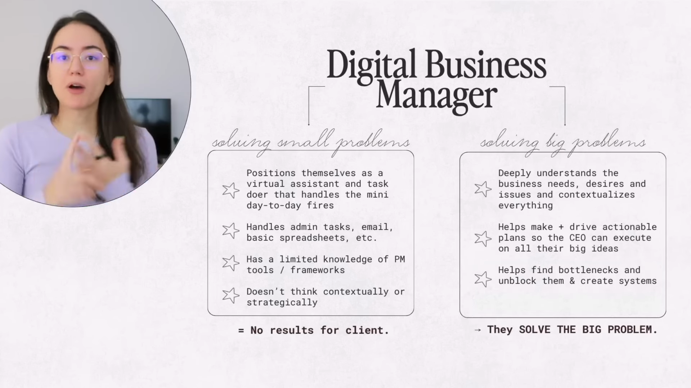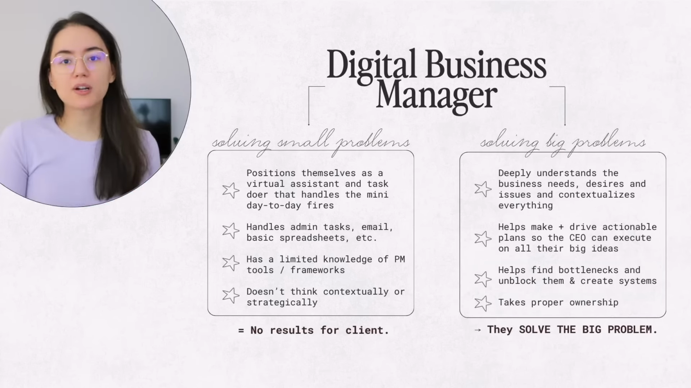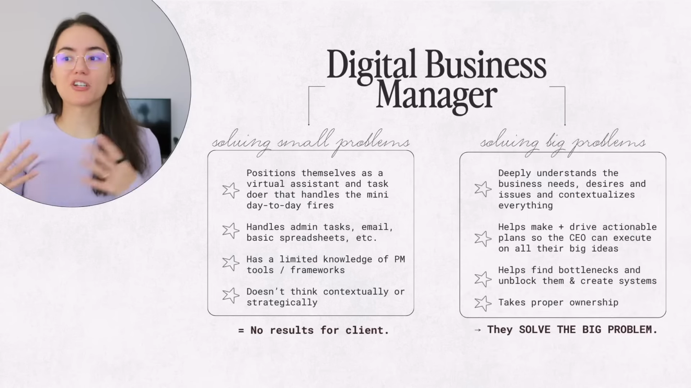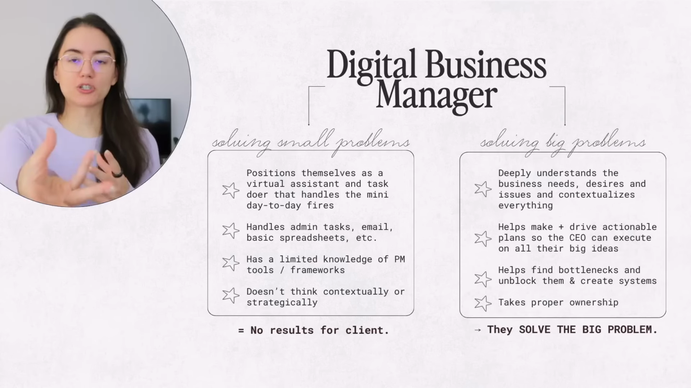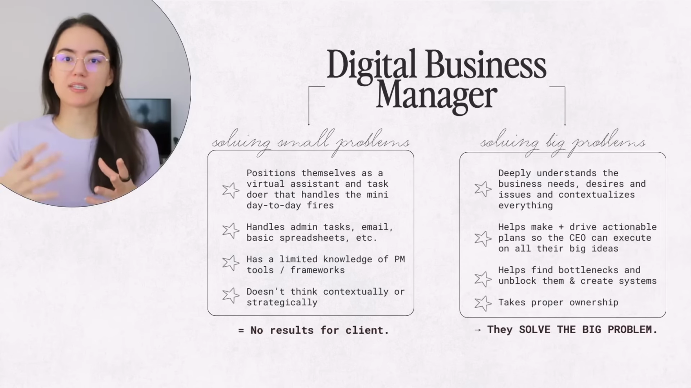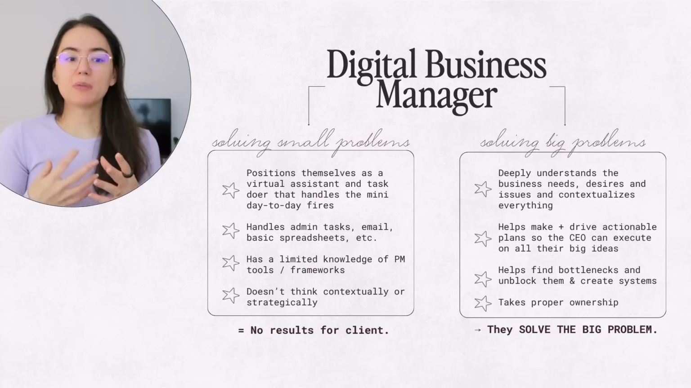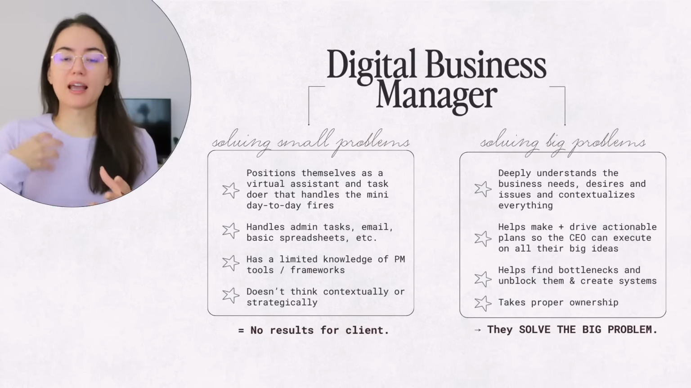I was helping them find bottlenecks, unblocking their team. I was taking proper ownership, which is very important. I think delegation and ownership are very different things. Delegation from a business owner is like, here you do it, but I'll make sure you do it. Ownership, when you come into someone's business and you want to take full ownership, it means that thing is off your plate. I will make sure it gets done for you. So that's kind of how I thought about this role when I was doing it full time.